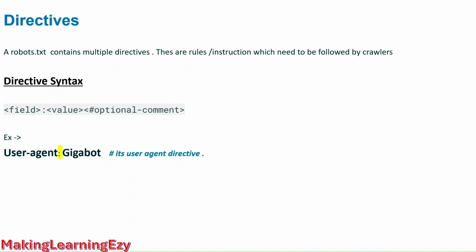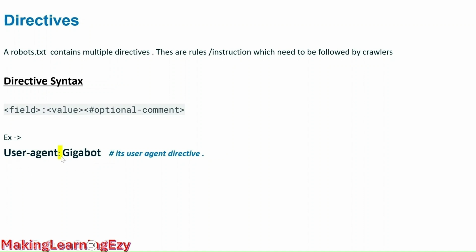Directives. As we already discussed, robots.txt contains multiple directives. Directives, also called rules or instructions, need to be followed by the crawlers. What is the syntax of a directive? If you need to write a particular rule, you need to give the directive name, colon, value of the directive. Then you can give a comment by prefixing a hash. So the comment is optional.